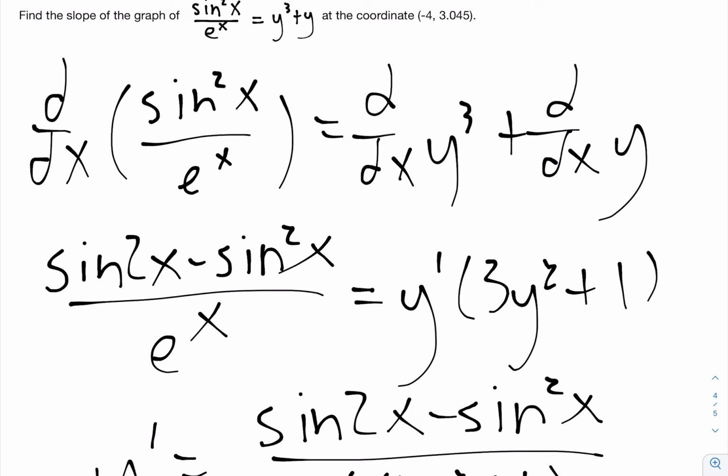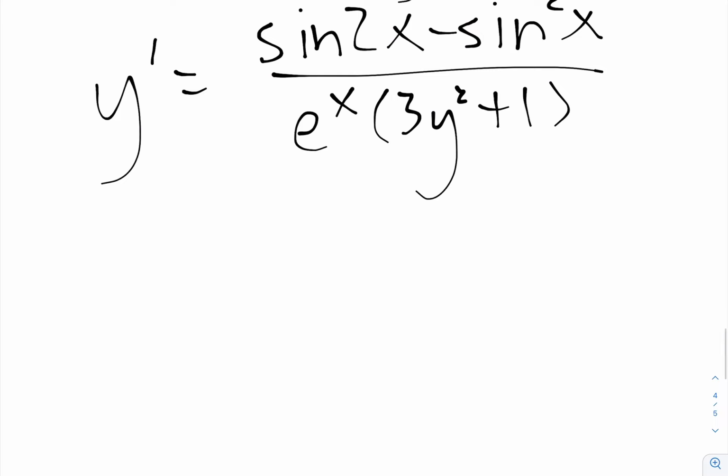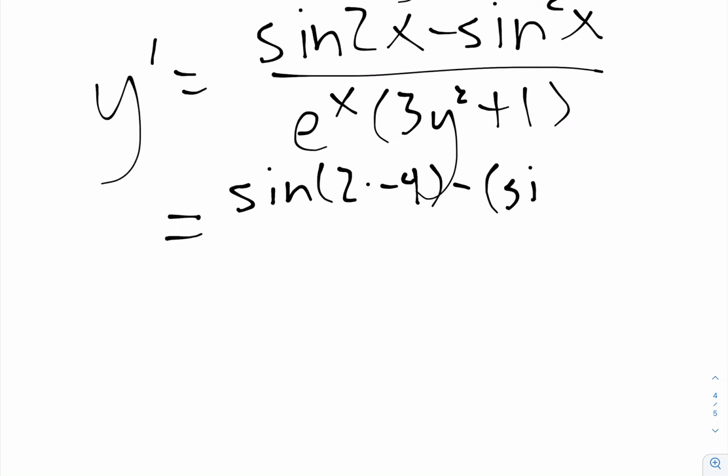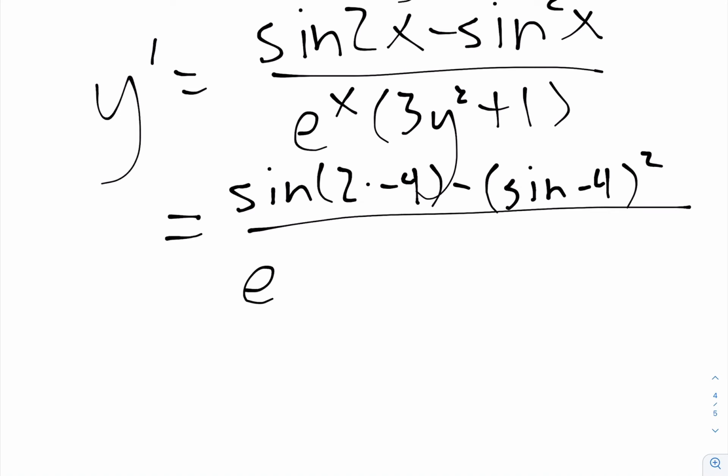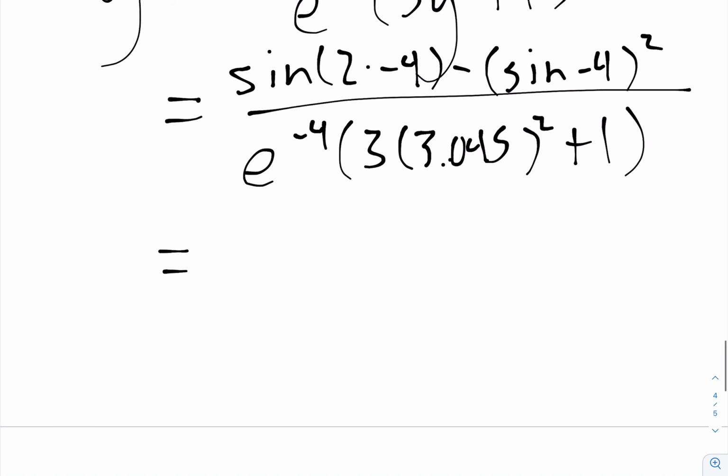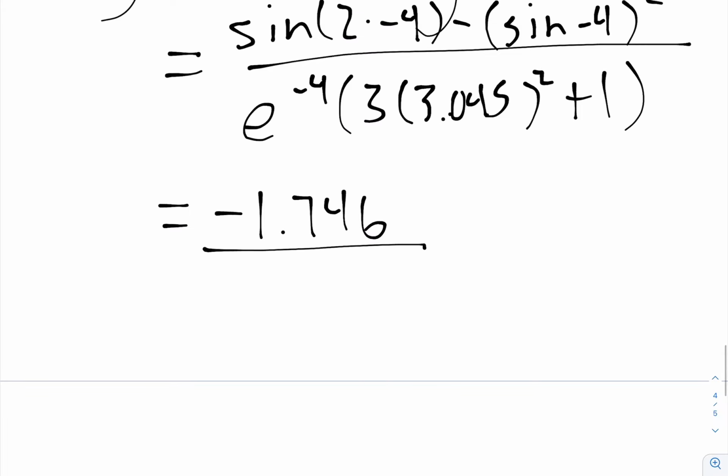So they gave us the coordinate right here, -4 and 3.045. We're just going to plug that in where we see x and y. So sine of 2 times -4, minus sine of -4, all that squared, over e to the -4 times 3 times 3.045 squared plus 1, right? Just plugging in x and y. So this is sine of -8 minus sine of -4 squared. Let me just put that in my calculator here. That's going to be negative 1.746. Okay, and then we got e to the -4 times 3 times 3.045 squared plus 1.